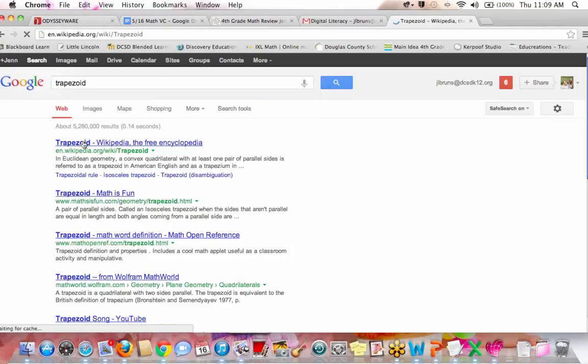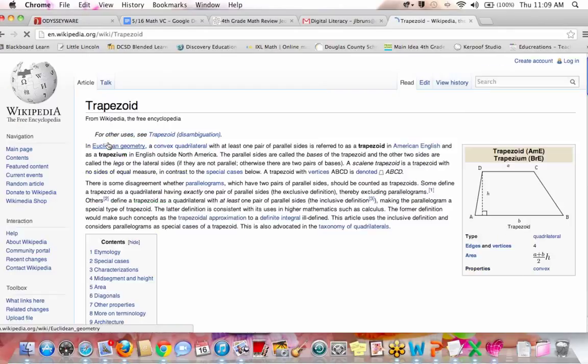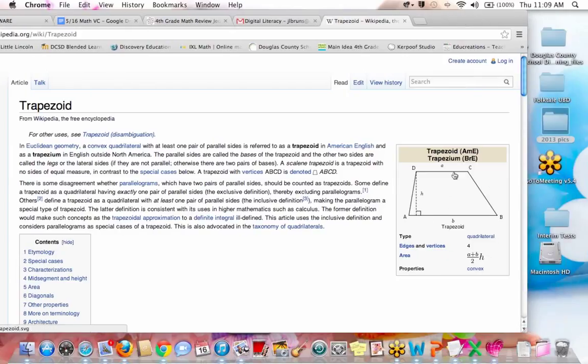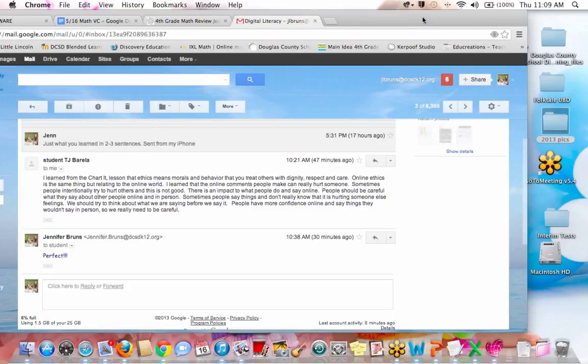Oh, Math is Fun. Math is Fun. I like that website. Yeah. So, okay, take a look at this picture of the trapezoid that they're showing here. You can see angle C is obtuse, angle B is acute, angle A is acute, and angle D is obtuse. Okay, so it's a funky shaped thing and it has two of each. All right, let's go back.